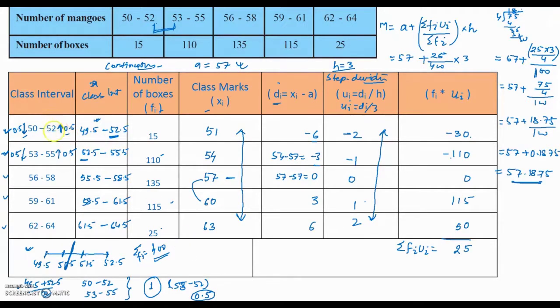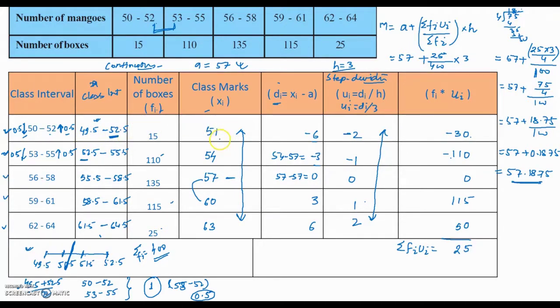This 0.5 will have to be added to the upper limit, and we have to decrease the lower limit by 0.5. So we will have a new class interval 49.5 to 52.5 in place of 50 to 52. Similarly, we do this activity for all the class intervals which are there. Okay, now we find out what the class marks are.